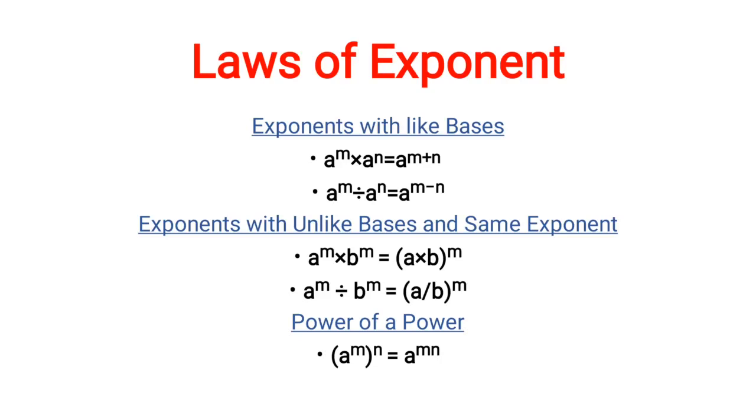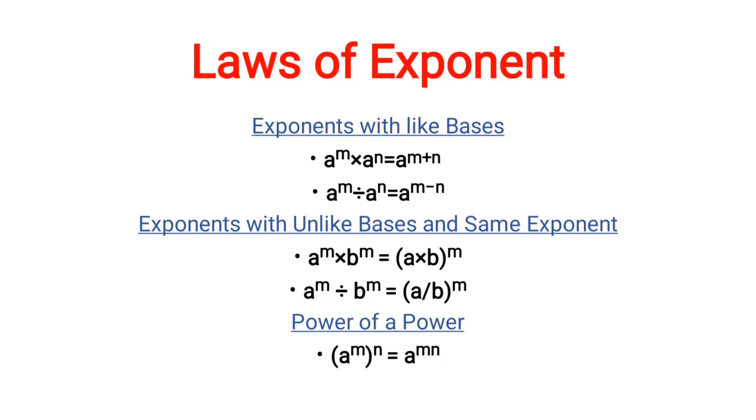a raised to m into a raised to n gives us a raised to m plus n, where a is a non-zero integer and m and n are integers. Also, a raised to m divided by a raised to n gives us a raised to m minus n, where a is a non-zero integer and m and n are integers.